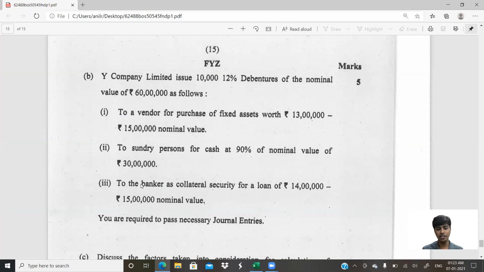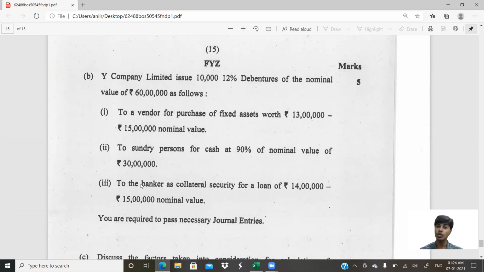Y Company Limited issues 10,000 12% debentures of the nominal value 60 lakh as follows. Let us do it. To a vendor for purchase of fixed assets worth rupees 13 lakh, nominal value 15 lakh. Okay, to a vendor you purchased fixed assets worth rupees 13 lakh, 15 lakh worth debentures you give. So 13 lakh purchases you made, 15 lakh you give.